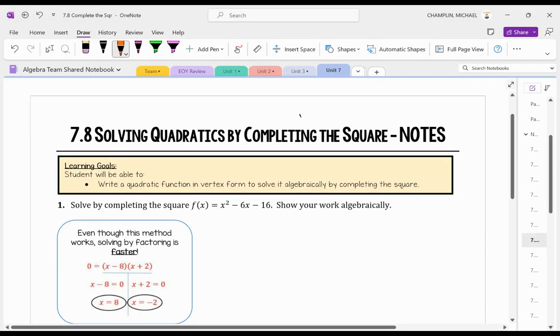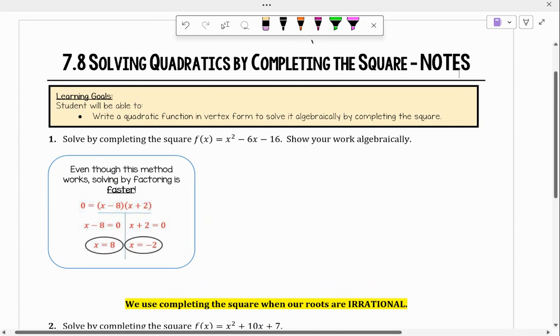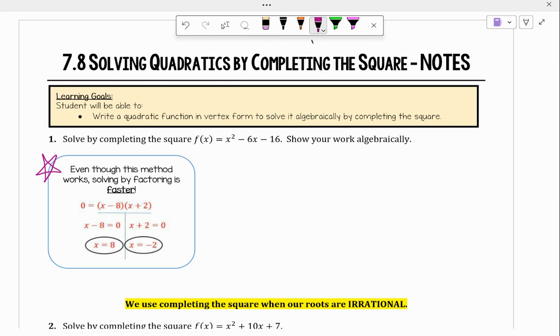Hello everybody, Mr. Champlin here, and today we are going to go over how to solve quadratics with completing the square. Alright, so the first thing I want to point out is that even though there's sometimes faster ways by using factoring, it's still good to know how to use complete the square.